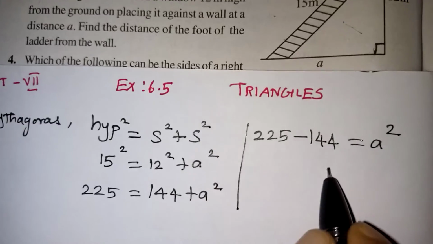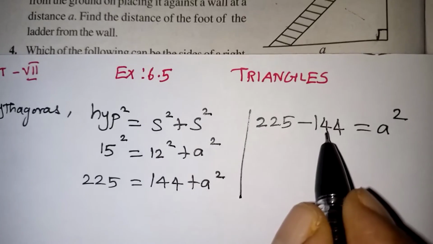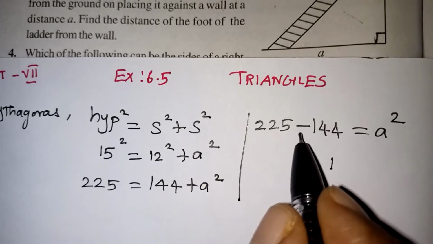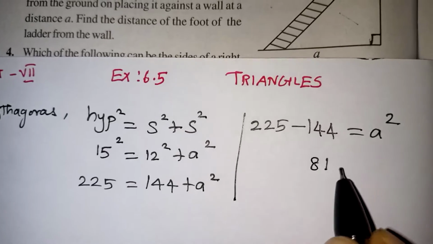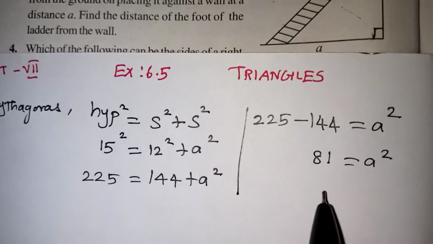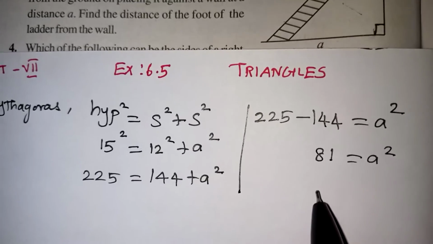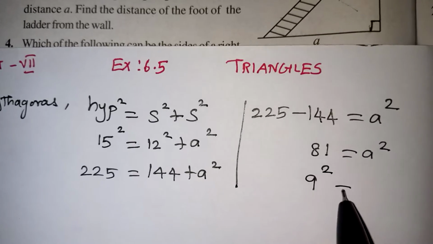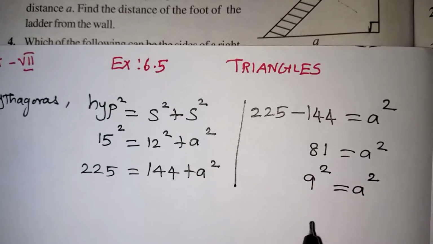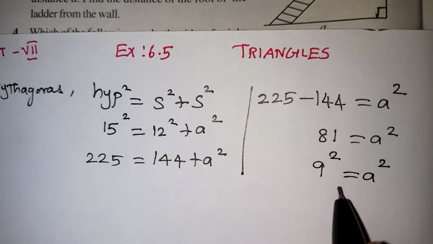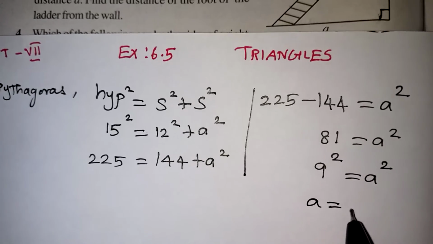Subtraction, 5 minus 4 is 1. Then 2 minus 4 is not possible, so borrowing, 12 minus 4 will give you 8. 81 equal to A squared. So 81 is nothing but 9 9s are 81. So 9 squared equal to A squared, we can write it. Since the powers are equal, bases are also equal. So A is equal to 9.